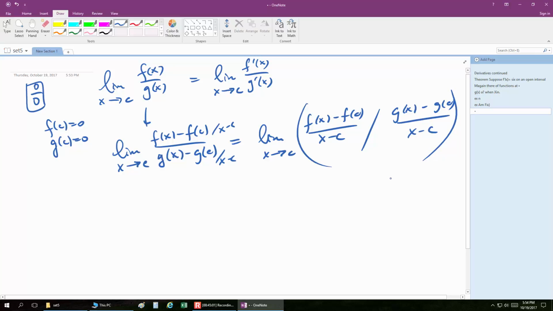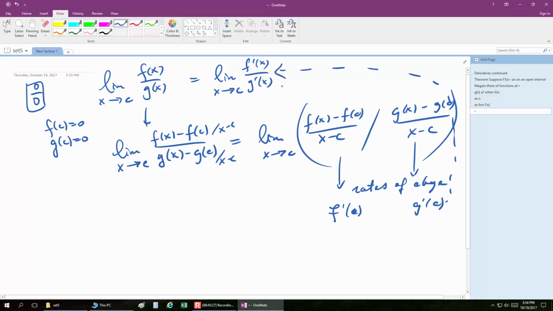At this point you just recognize these two expressions. What are these expressions? They are rates of change of these two functions, and their limits are the derivatives, right? So this will be f prime of c, and this will be g prime of c, and indeed we have arrived at our L'Hopital's formula. There is a little bit more to it, but that's pretty much it.